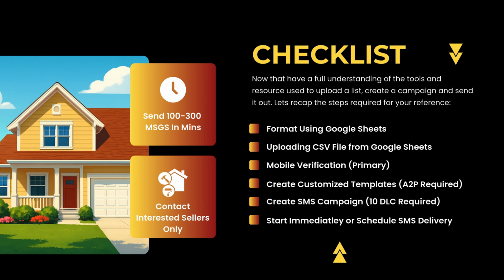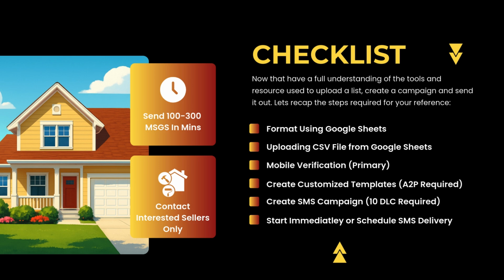Let's review. For this part, you can take a screenshot for your reference or take notes. And remember what to do when you're ready to send out your SMS campaigns. It's going to be a total of 6 steps. So first you'll format your cold list using Google Sheets, and then you upload your CSV file from Google Sheets into Easify. Run your mobile verification, wait for that to process. Usually takes about 10 to 15 minutes. And then you'll create a customized template or pick from the ones that have already been created for you by me. And then you create your SMS campaign and send it out and wait for replies.